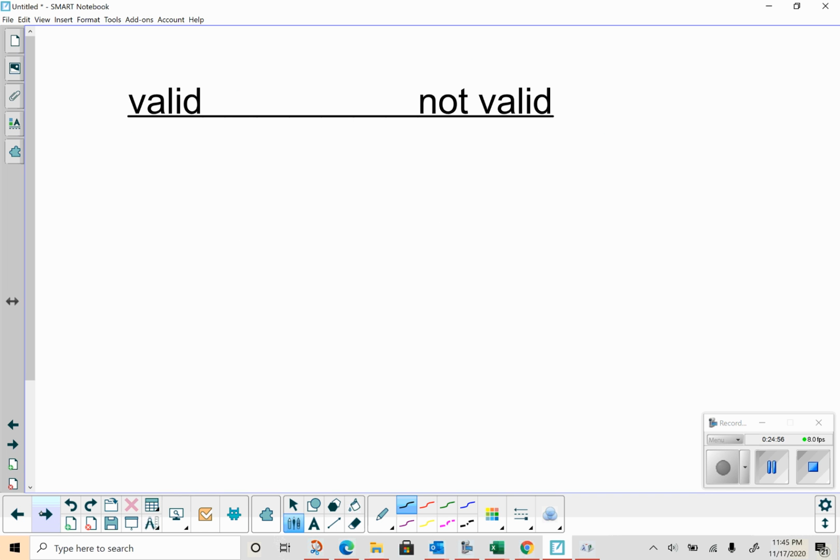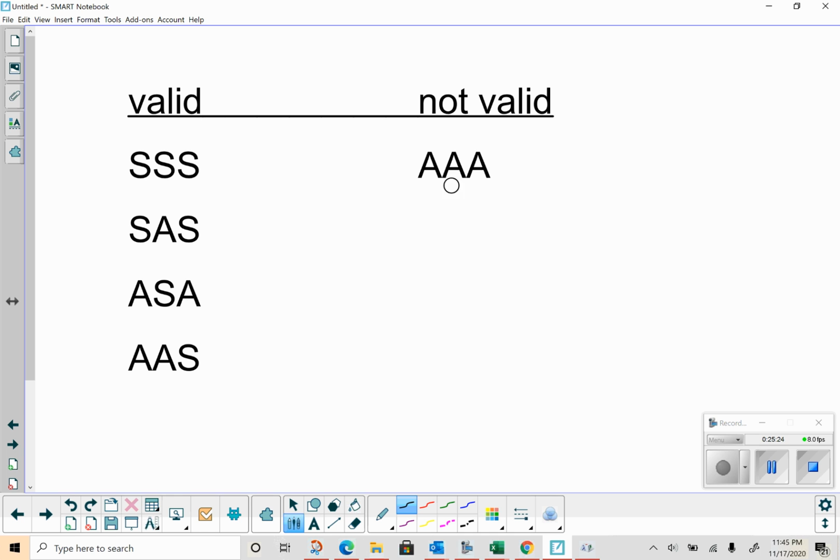All right, so to try and summarize here, under the category of valid triangle congruence theorems, we have side, side, side. We have side, angle, side. Both of those are from section 3. Today we've added angle, side, angle, and angle, angle, side. You cannot use angle, angle, angle.